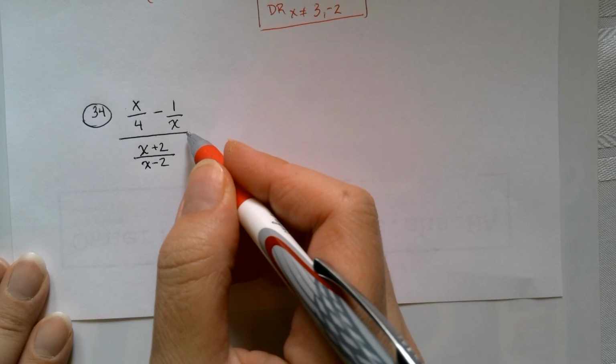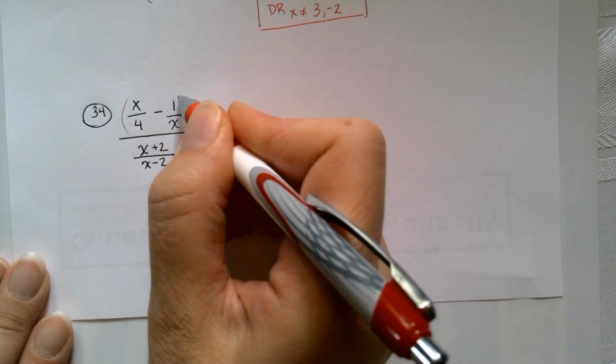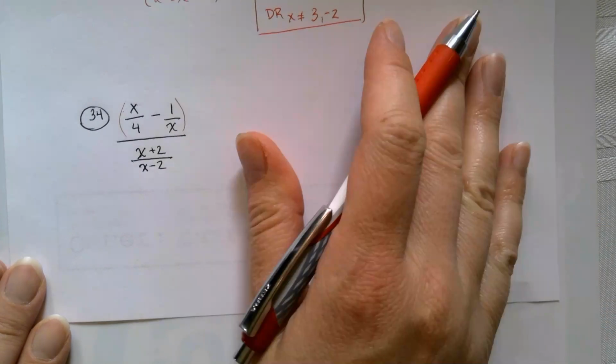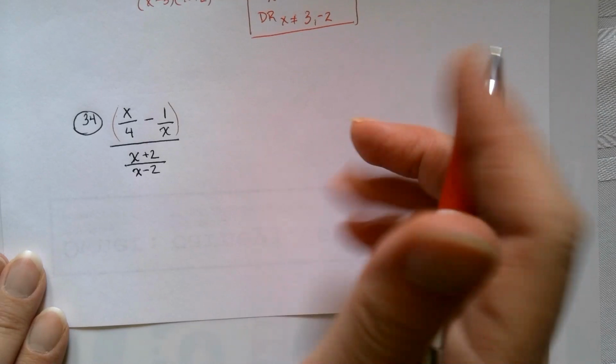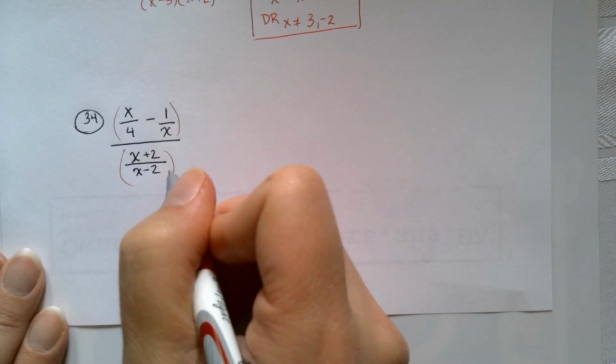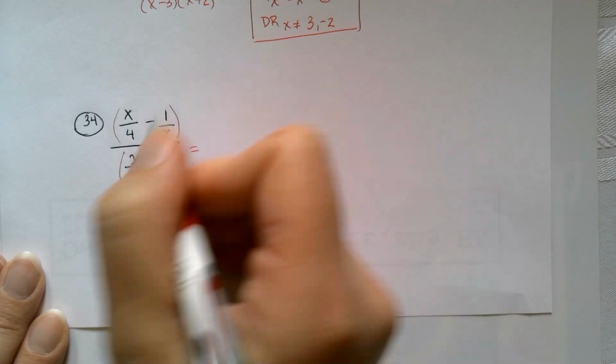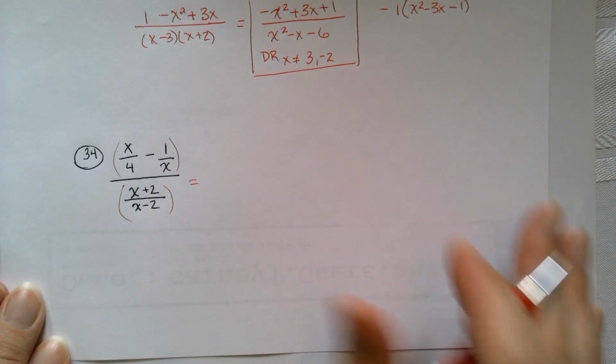So I would change this to multiply by the reciprocal, but I can't do that until I get this into a single fraction. So remember, anytime you're looking at this, you want to think about it. The top is one problem, the bottom is one problem, and then we'll come back and divide. So I need to get a common denominator here, and I don't think that's a bad problem to work with.